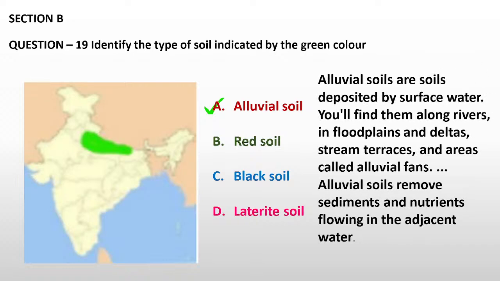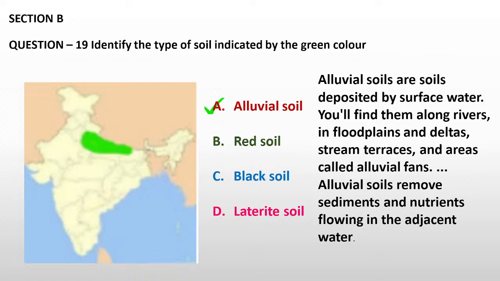Remember, alluvial soils are the soils deposited by surface water. You'll find them along rivers, in floodplains and deltas, stream terraces, and areas called alluvial fans. Alluvial soils remove sediments and nutrients flowing in the adjacent water.